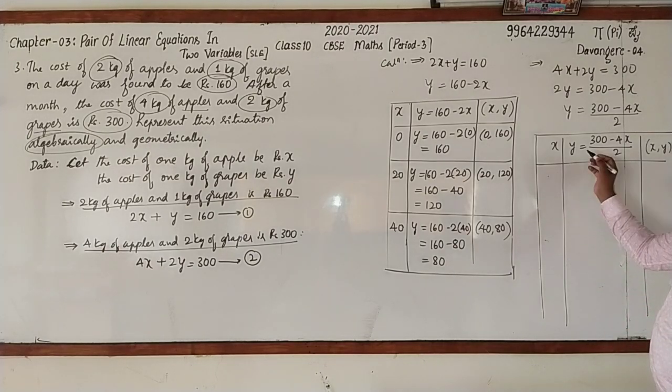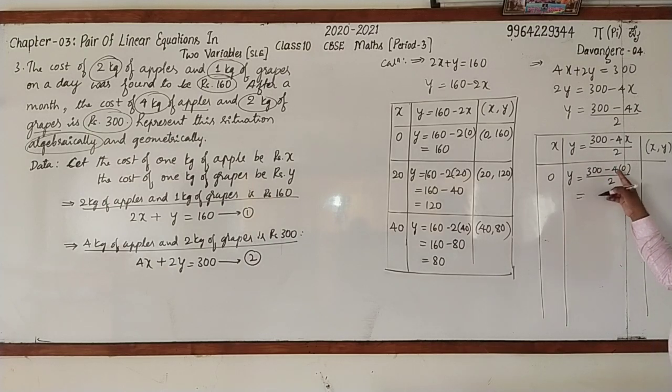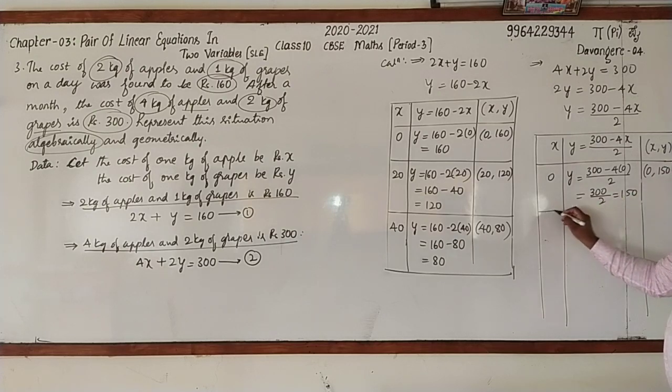If you go for taking 0, y is equal to 300 minus 4 into 0 divided by 2. 4 into 0 is 0. 300 minus 0 is 300. 300 by 2 is 150. When x is 0, y is 150. Clear? Then you may take 10.